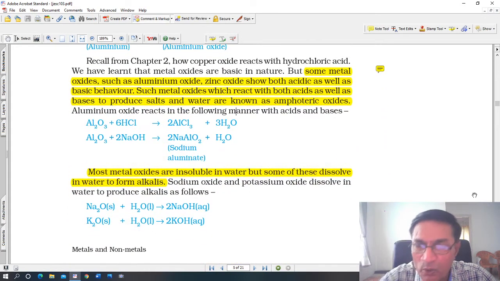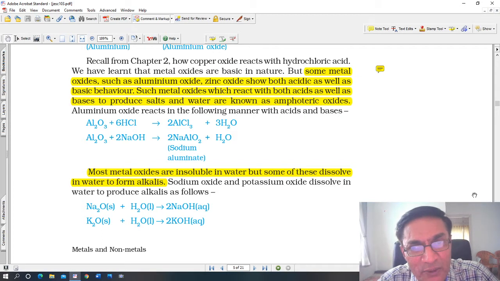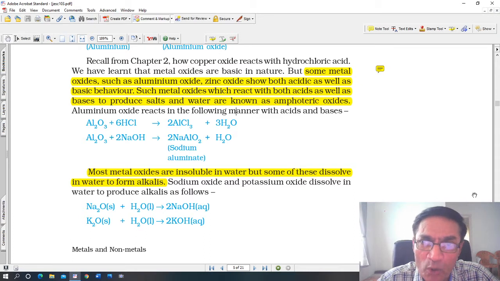Okay, अब देखो उसका reaction देखो. Aluminum oxide Al2O3, it reacts with hydrochloric acid to give aluminium chloride AlCl3 plus water. आगे का जो number है, that is balancing chemical reactions. A chemical reaction should always be balanced.